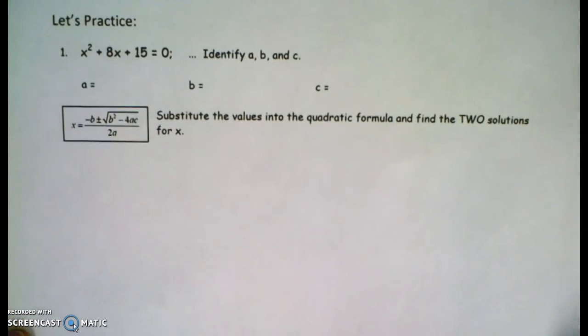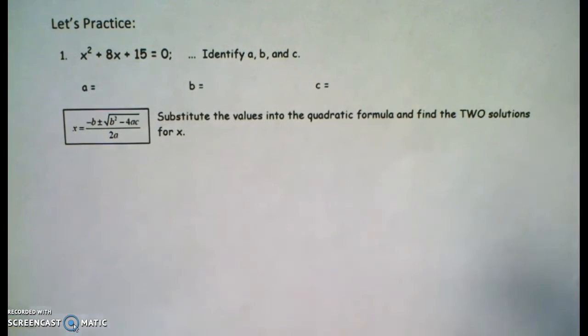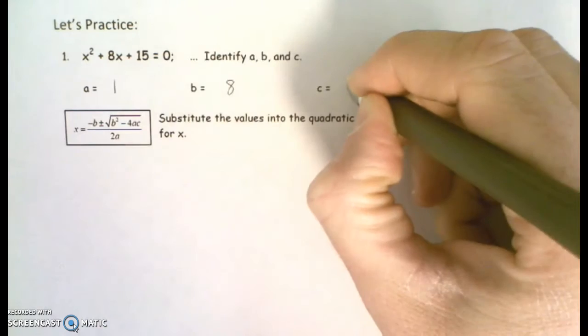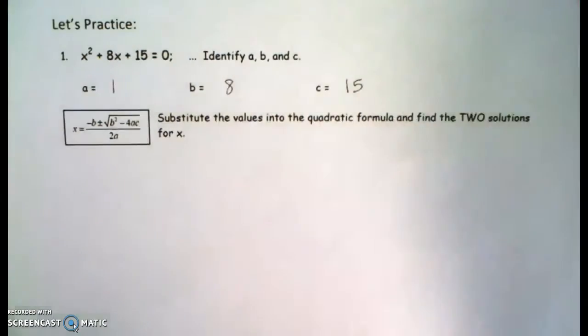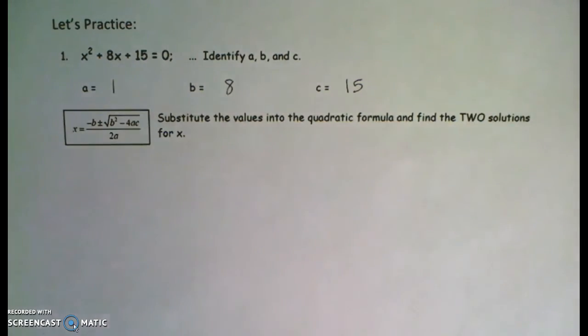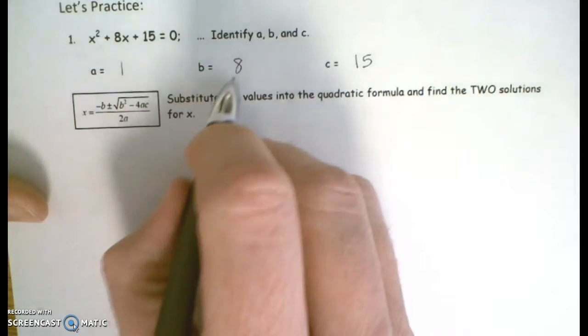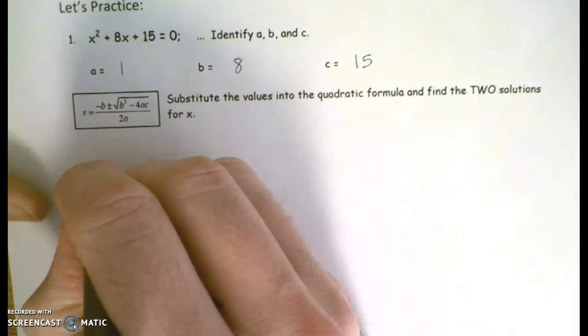So for this problem, you always want to start by identifying your a, b, and c values. So in this question, our a value is 1, our b value is 8, and our c value is 15. So the very first step is you're going to plug these values into the quadratic formula. So anywhere I see a b, I'm going to replace the b with the 8.